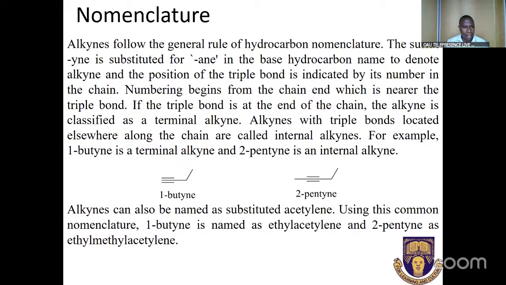Now, in terms of naming, alkynes follow the general rules we have talked about earlier for hydrocarbon nomenclature. The main thing is to remember that the ANE at the end of the alkane analog is going to be changed to YNE when you are considering the alkyne analog. The position of the triple bond also has to be indicated, whether it's at position 1, 2, 3, and so on. But the main thing again is to find the longest continuous chain of carbon containing the triple bond, and then we name every other thing as a substituent to that.